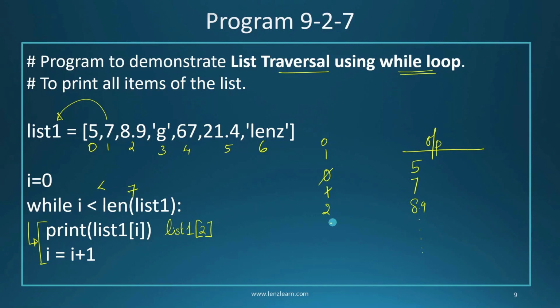This will continue up till the value of i reaches 6. When it reaches 6, I will print the last element, right? After that, I will increase the value of i. It will become 7. Now the control will come to the while loop, and I will check whether 7 is less than 7. Now it is false, so the while loop will finish. So now you can see we have done printing the entire content of the list.